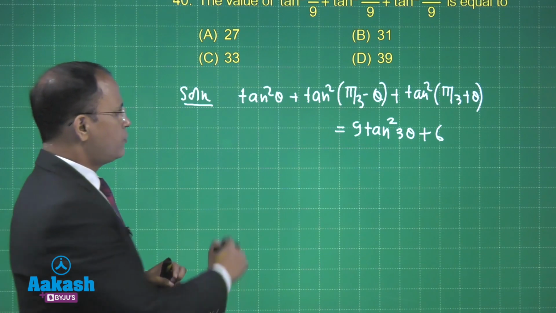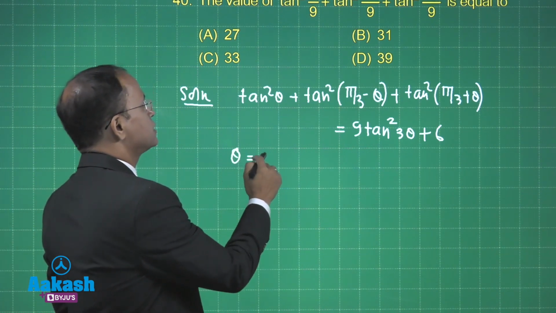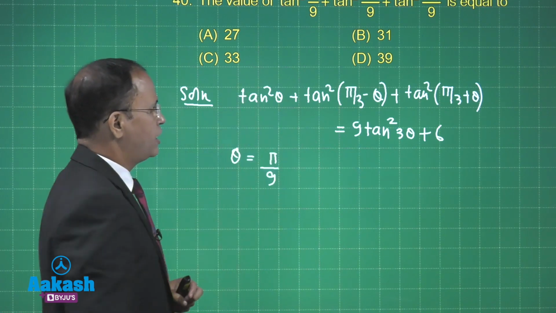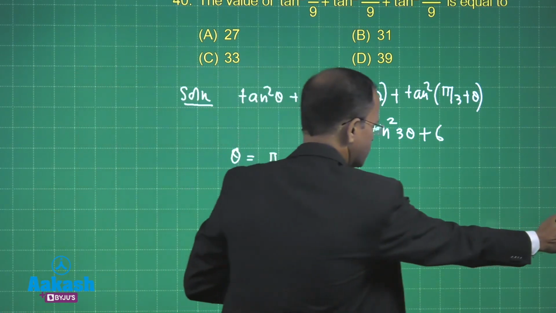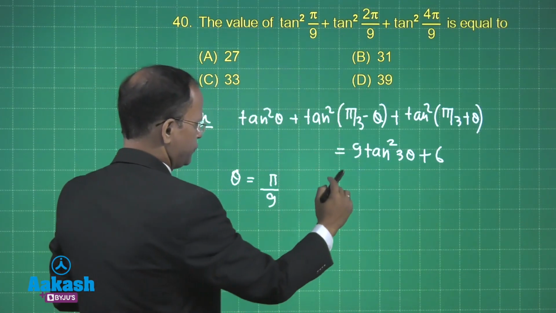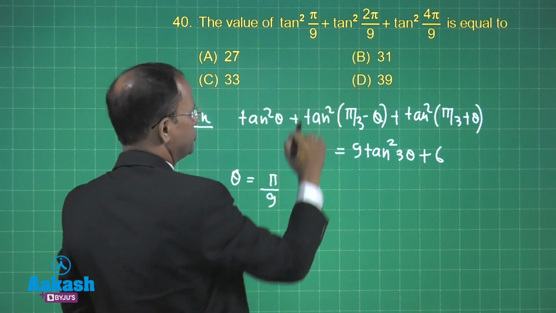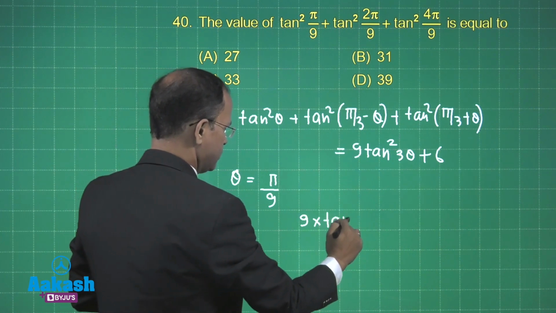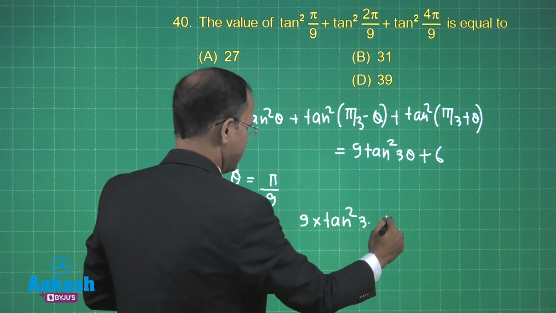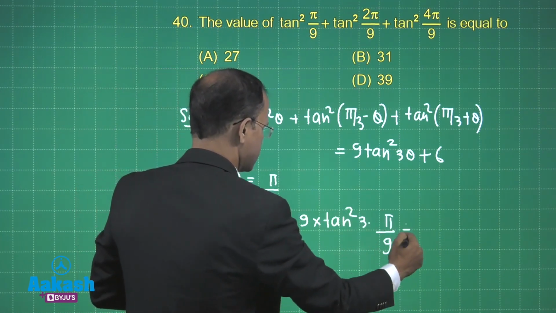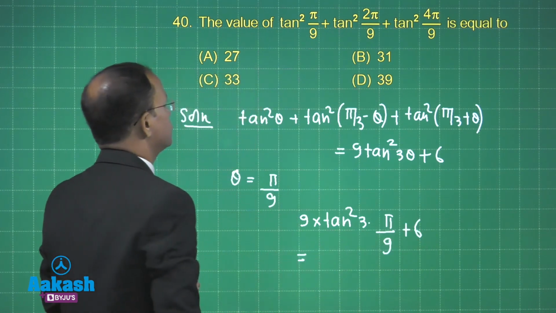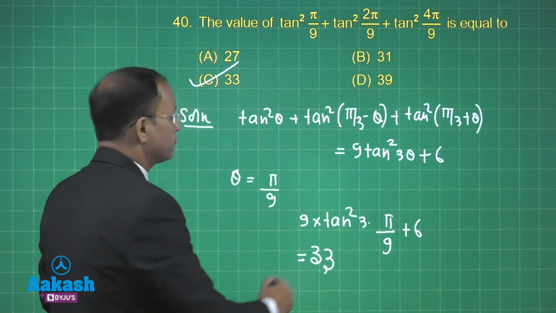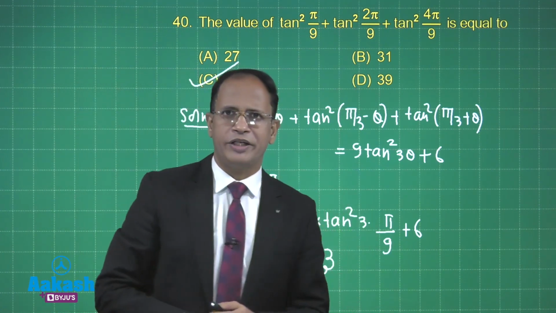Now, here what has been given to us is θ equal to how much? π upon 9. So we substitute the values. Once you substitute the values in this form, we have 9 times tan²(3 times π/9) plus 6. And this is going to be option C, that is 33, right? So this is the final answer we have.